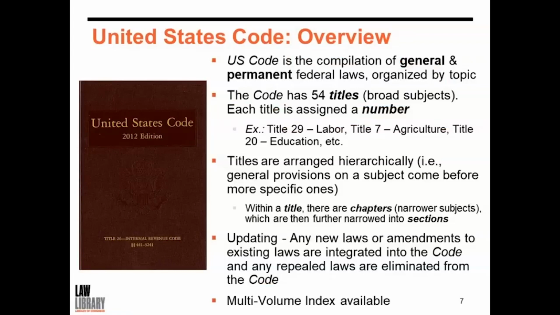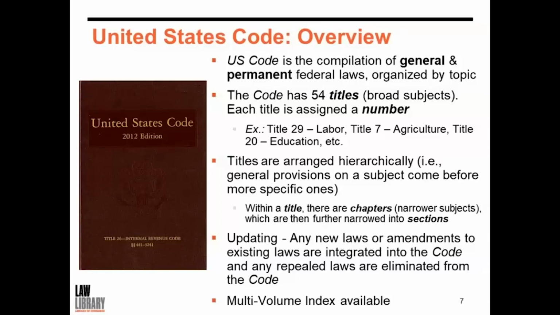The U.S. Code, United States Code, is the compilation of general and permanent federal laws of the United States, organized by topic. It's built on the basis of 54 broad subjects. Each subject is assigned its own title number, okay? So for example, the laws pertaining to agriculture are in Title 7, and education laws are in Title 20.